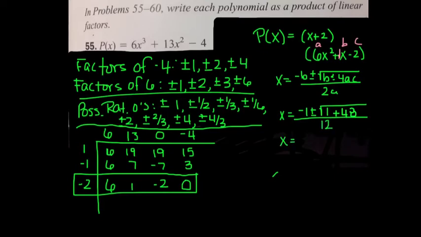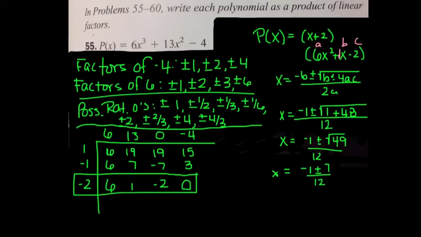If I simplify this a bit more, I get x equals negative 1, plus or minus the square root of 1 plus 48 is the square root of 49, all over 12. So I have x equals negative 1 plus or minus the square root of 49 is just 7, all over 12. Negative 1 plus 7 is 6, divided by 12 is 1/2.